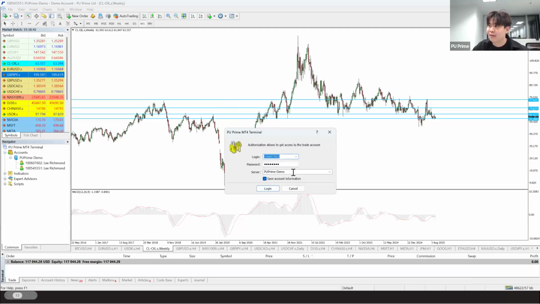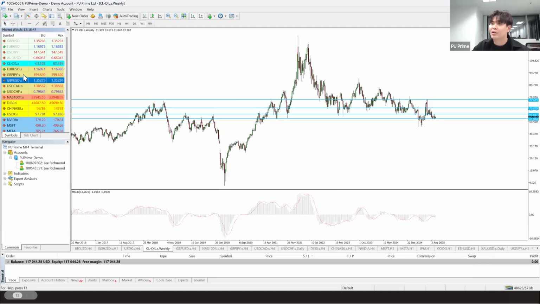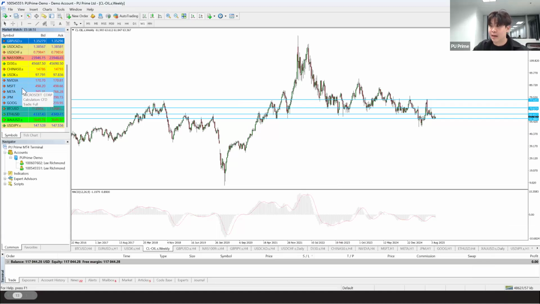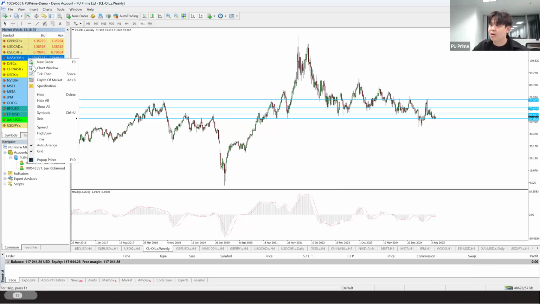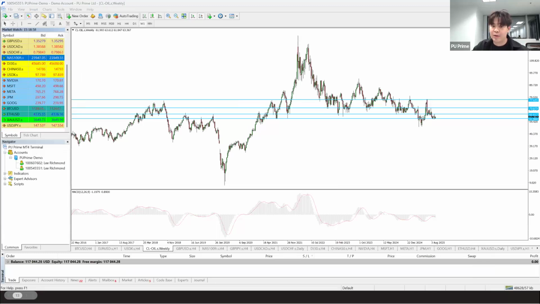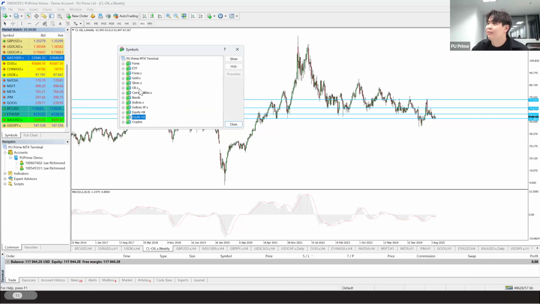You can try with a demo account first, then you can just log in, key in your password, and then I can show you this. Once you have this, you can see that we only have limited products over here, right? And then you need to find more products. You just right click your mouse, click symbol, and you can see, boom, we have a lot of different asset classes.